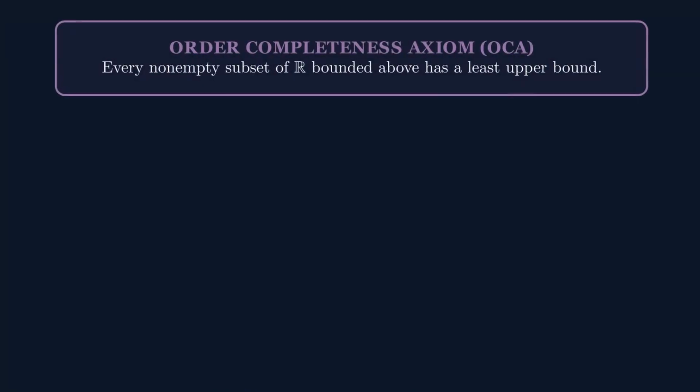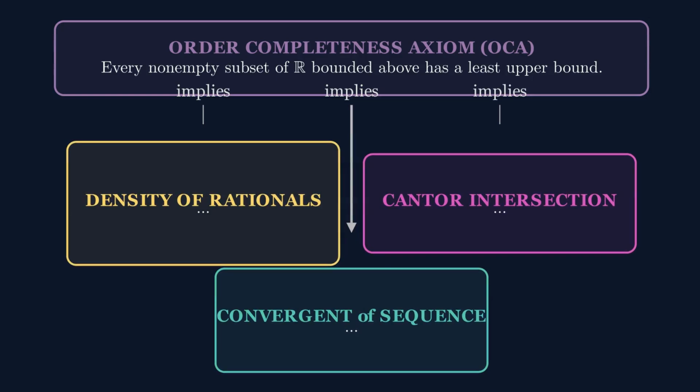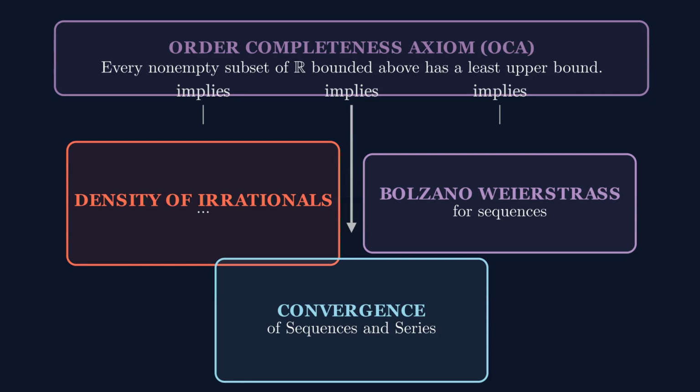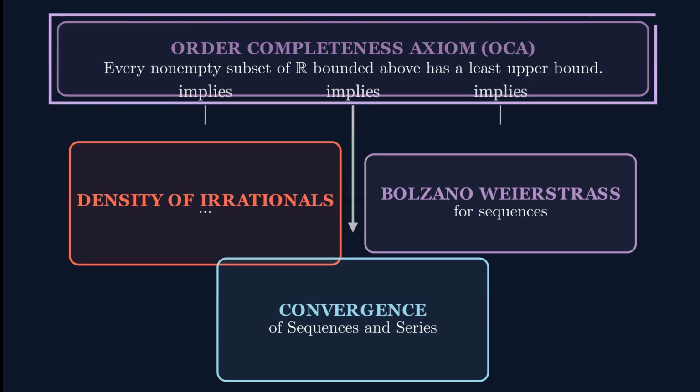The completeness axiom or property of real numbers implies the following fundamental results of real numbers: the Archimedean property, existence of roots of polynomial equations, density of rational and irrational numbers in R, Bolzano-Weierstrass property for sets and sequences, convergence of sequences and series, and the Cantor Intersection Theorem.